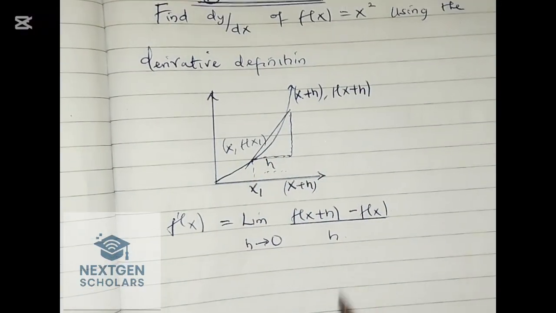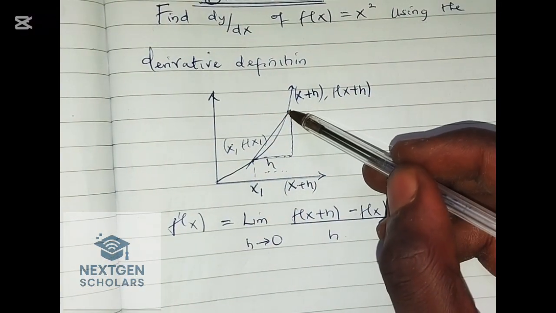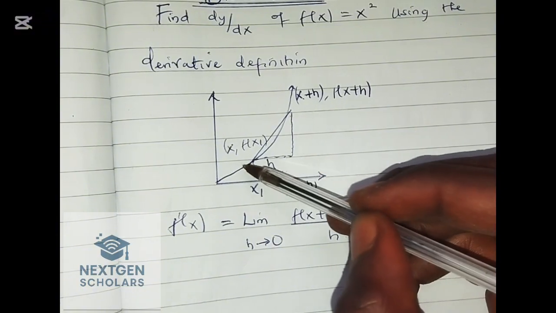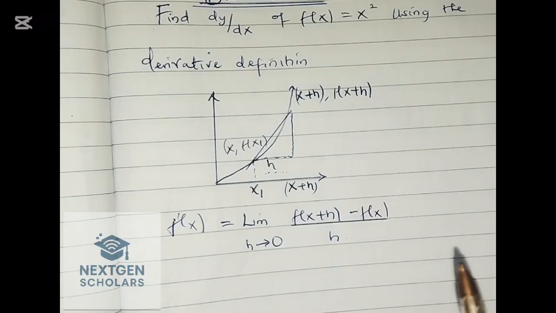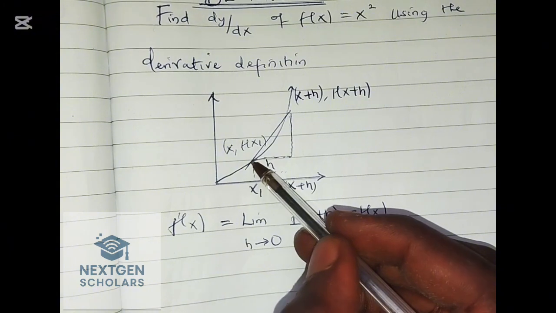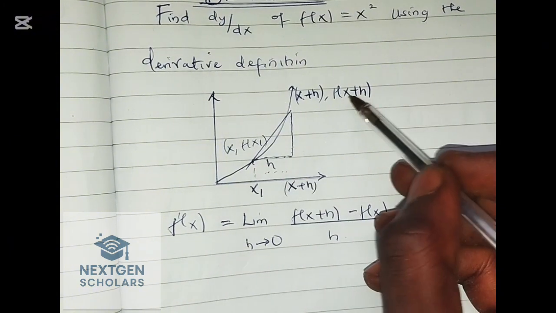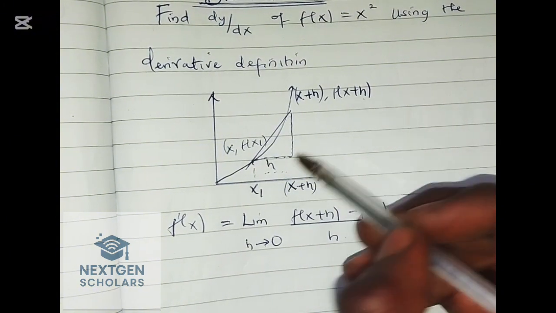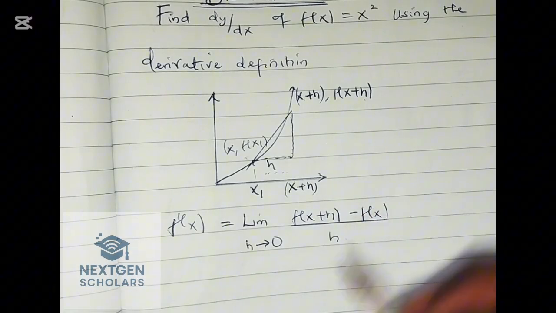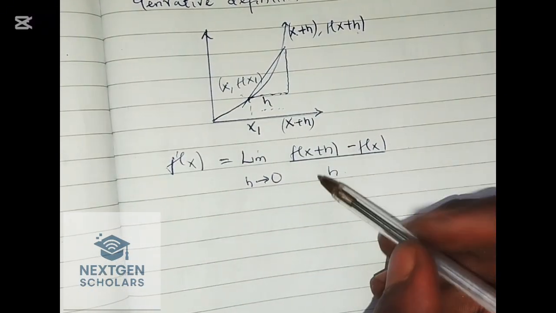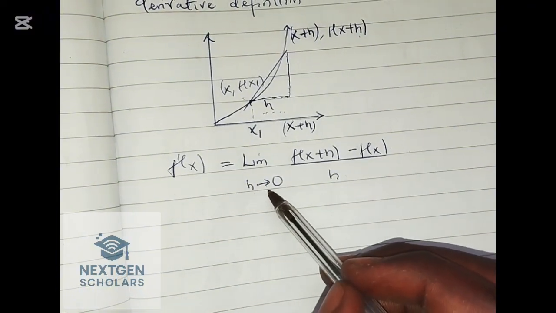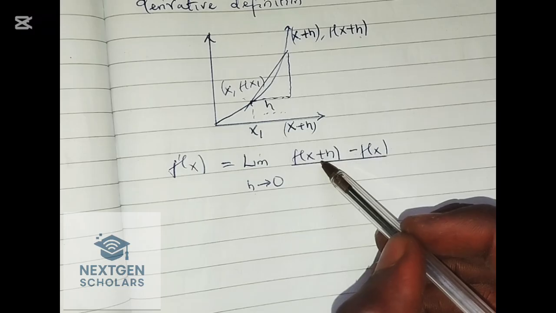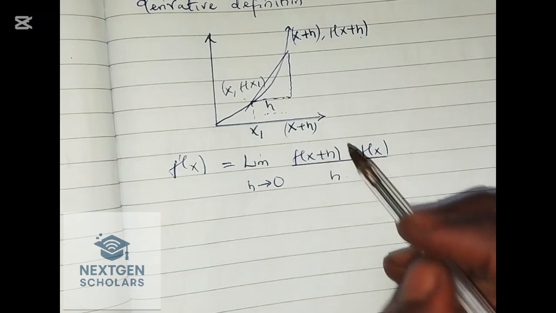So the idea is to approximate this so close that it can become the tangent line. That is, pushing h to 0, making it so small that it just approximates the tangent line here. So you just imagine I put h as 0 here. Here becomes f of x. So let's go. The definition says that f prime of x is equal to the limit as h approaches 0 of f(x + h) minus f(x) all over h.